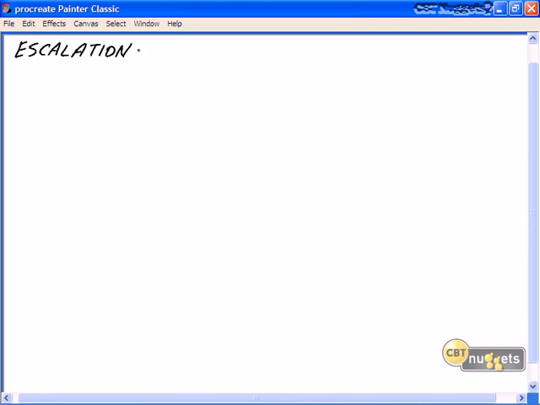Now, I've already alluded to incident escalation, and I've mentioned that there is a horizontal escalation and a vertical escalation. Before we define those two things, let me give you a basic flow chart of what could happen in your organization when you're escalating incidents. So first of all, we have our Tier 1, our first line support. And I'll just draw a line here.